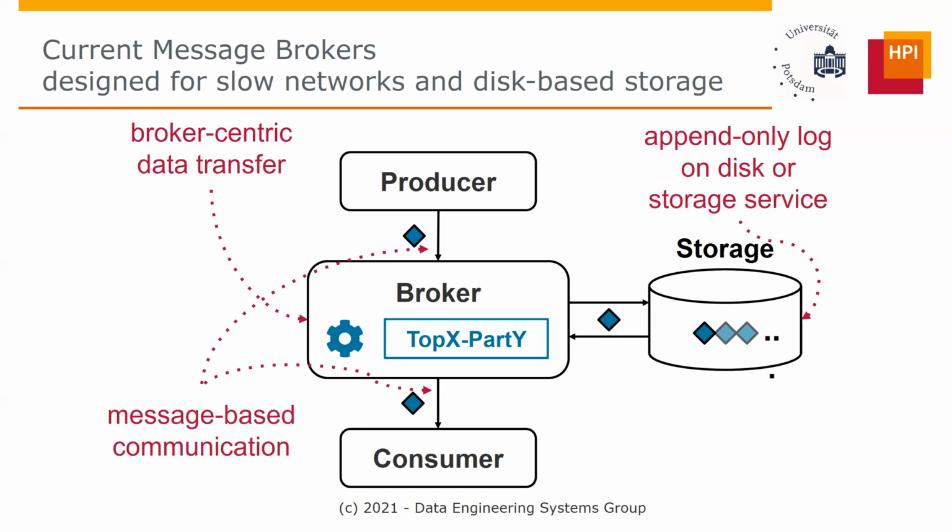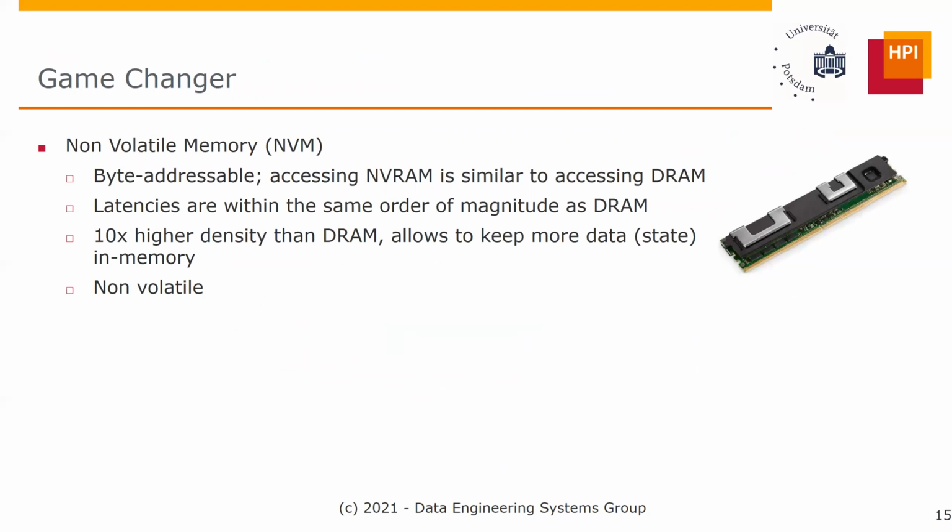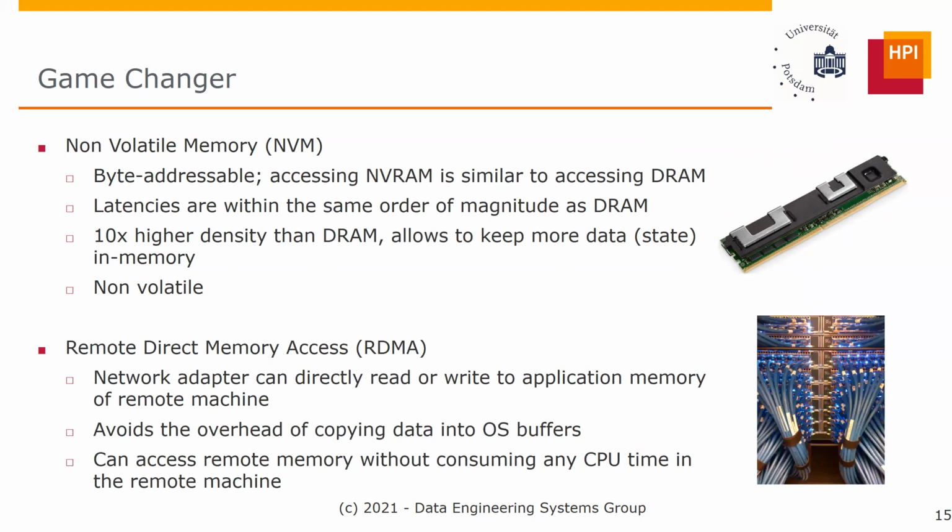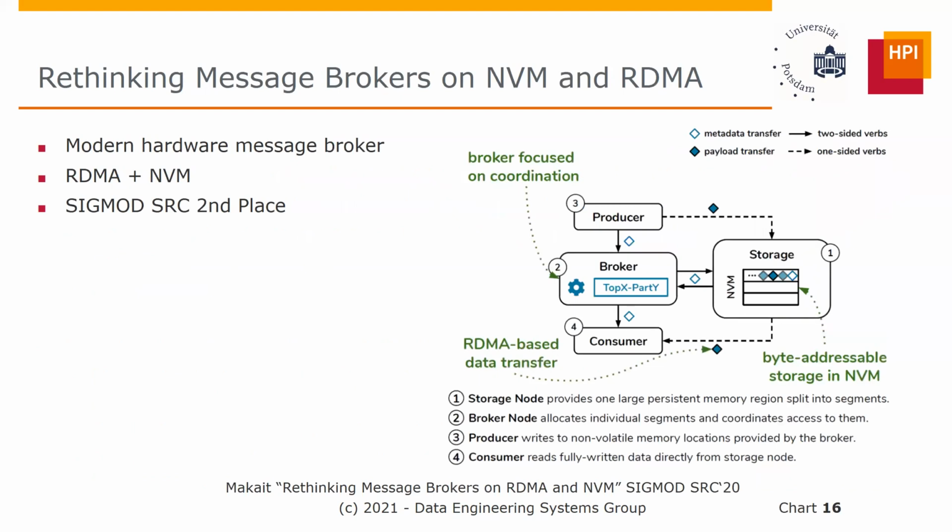But there's new technology on the horizon that we can use. One is non-volatile memory, which is byte-addressable, non-volatile RAM, basically. It has a 10 times higher density than RAM and similar performance, not as fast as RAM, but similar. On the other hand, we have remote direct memory access, which is a much faster way of transferring data across the network, by directly accessing memory on another node. Now we can of course nicely combine the two. And this is what we did in rethinking message brokers on NVM and RDMA.